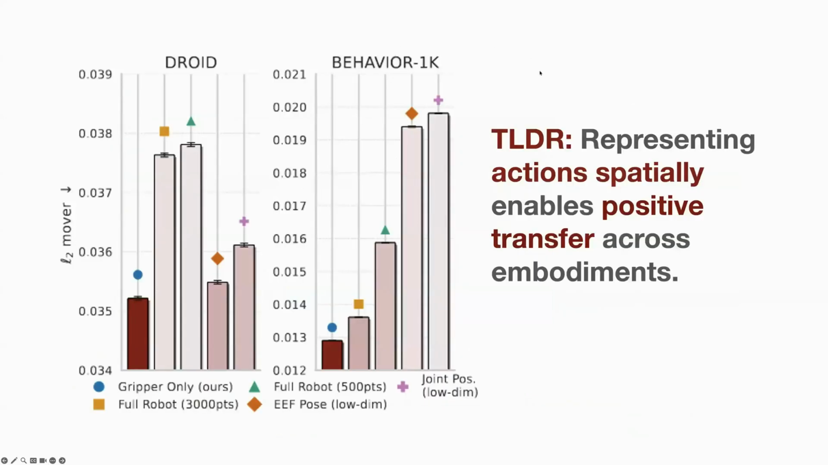And also, it's important to represent the action spatially. So here we're comparing this action representation between a few baselines. What wins out in the end is representing the actions as point flows on the grippers. We also compare that to representing them on the full body of the robot with 500 points and also 3,000 points, as well as the low dimensional baselines with joint positions and end-effector pose.